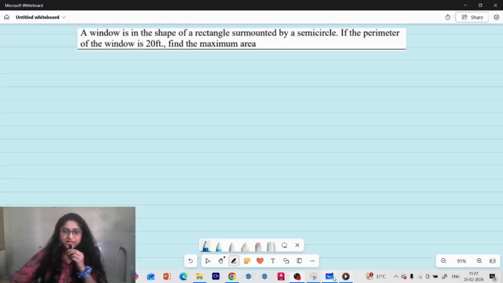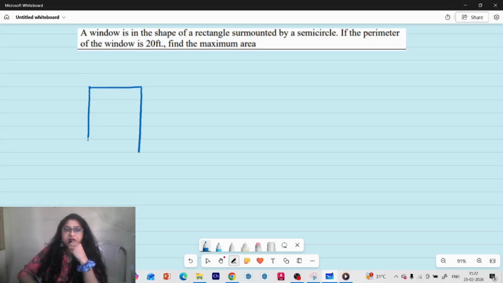Okay, so let's go to the first question. The window is in the shape of a rectangle surmounted by a semicircle. If the perimeter of the window is 20 feet, find the maximum area. So let's first draw the diagram. Okay, this is how our window is. First of all, it's in the shape of a rectangle. So let's draw a rectangle.